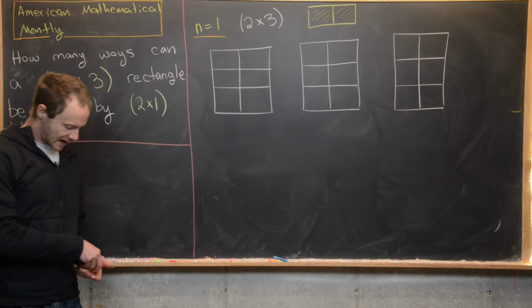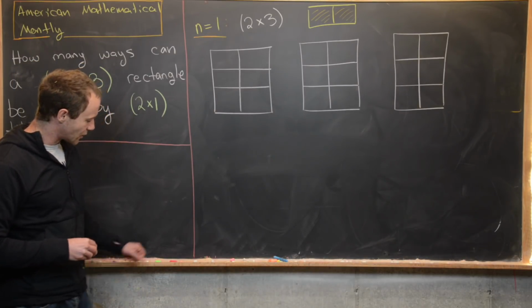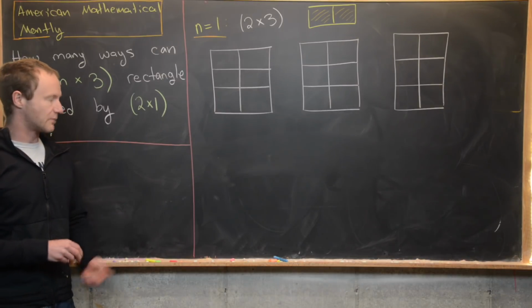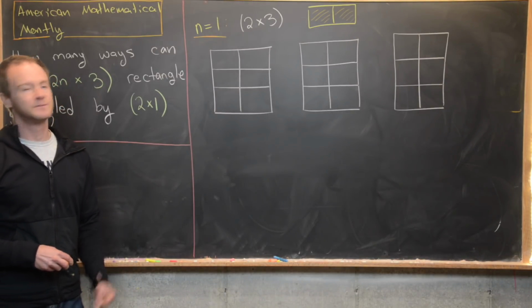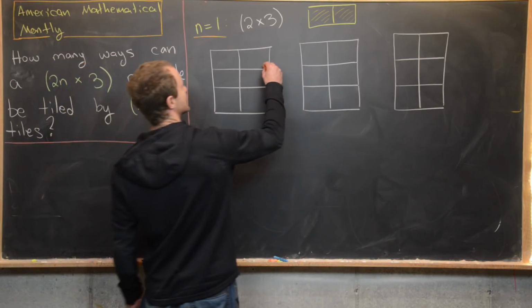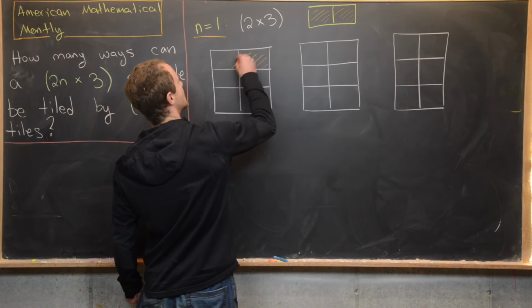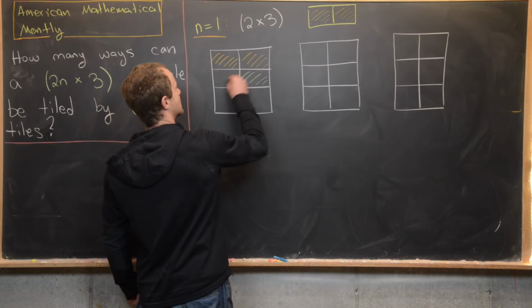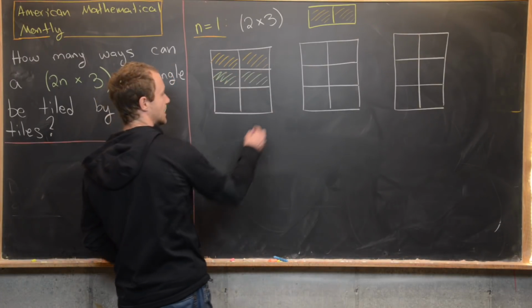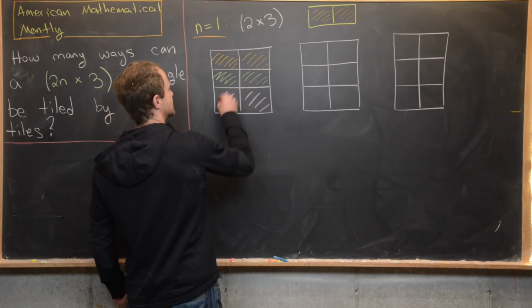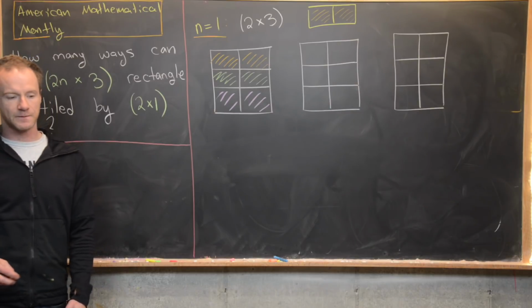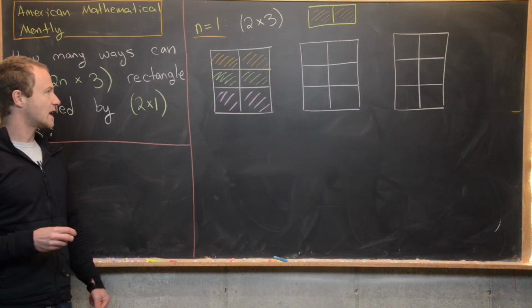Okay, so now just to make it clear which tiles we're using, I'll use an orange tile, a purple tile, and a green tile. So the first way to tile this would be with 3 horizontal tiles. So maybe I'd shade it in like that, and then like that. So there I've got my orange tile, my green tile, and then my purple tile. So that would be maybe the easiest way to do it.